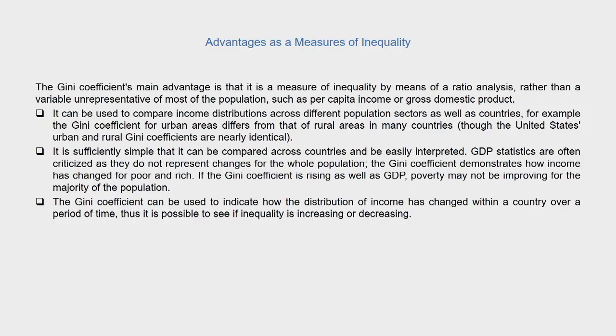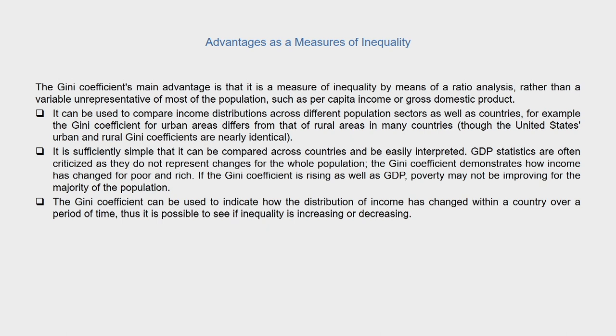So, it can be used to compare income distributions across different population sectors as well as countries. For example, the Gini coefficient for urban areas differs from that of rural areas in many countries. United States urban and rural Gini coefficients are nearly identical. Now, this is one of the structural characteristics of the advanced countries vis-a-vis the less developed or underdeveloped countries, because the rural-urban dichotomy in the advanced countries has been bridged. Therefore, the differences in inequality between rural and urban areas are not as high in these countries as we see in the developing countries or in the so-called underdeveloped countries.